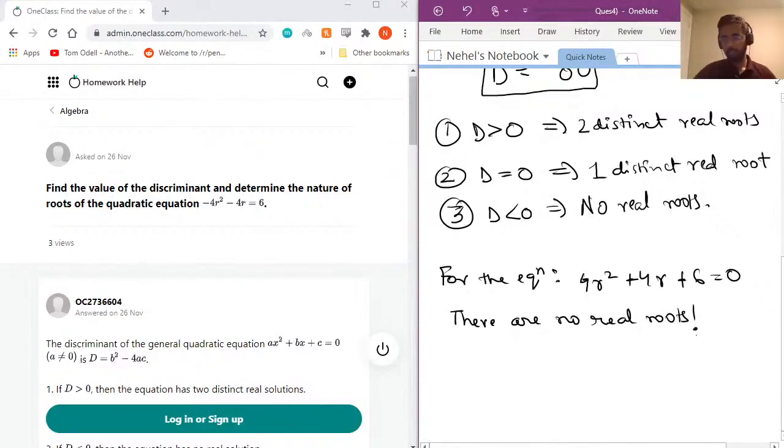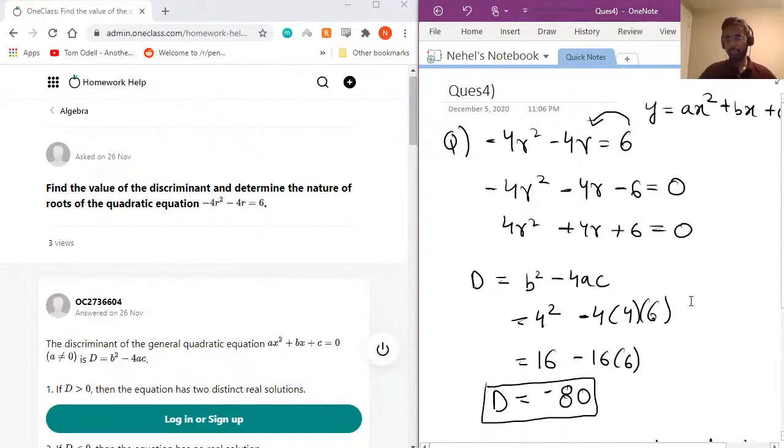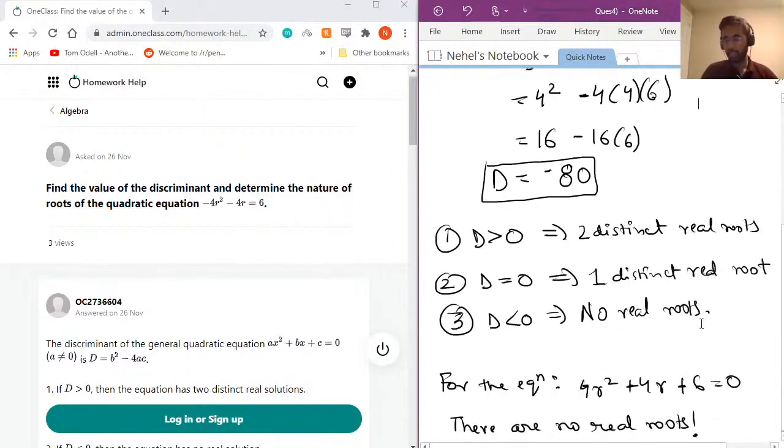Okay. So the key takeaway from this question is we need to know the 3 properties of the discriminant. We need to be able to identify a, b, and c in the standard quadratic equation form. Using that, we need to be able to calculate the value of the discriminant, and then from the value and the properties we would know the nature of the roots, or the solutions for the quadratic equation.